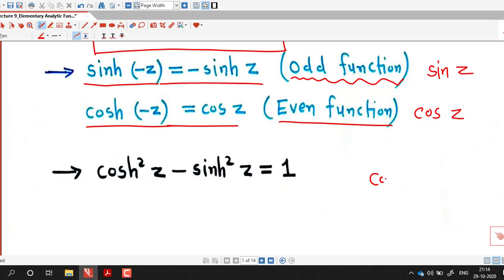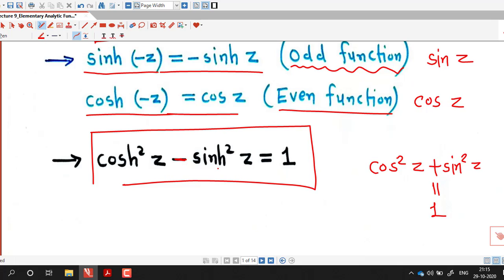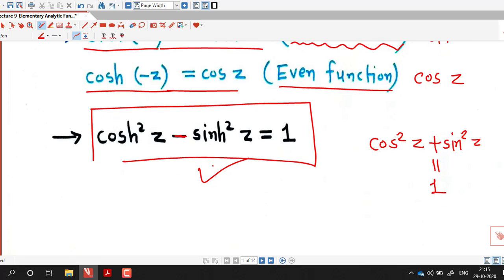For trigonometric functions we have this formula: cos square z plus sin square z is always 1. For hyperbolic functions that formula is similar to this one, but here instead of positive sign we have negative sign. So cos hyperbolic square z minus sin hyperbolic square z is always 1. This also can be proved by definition, but we are not going into the details of the proof.